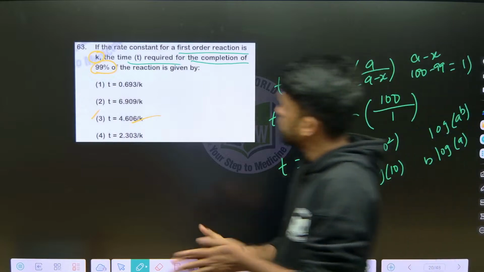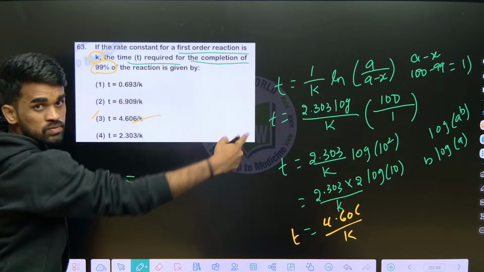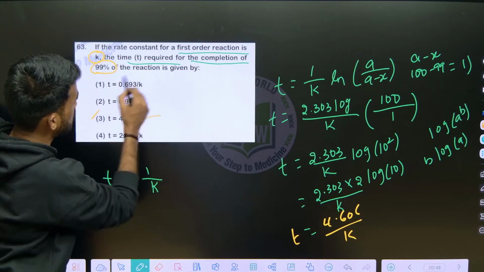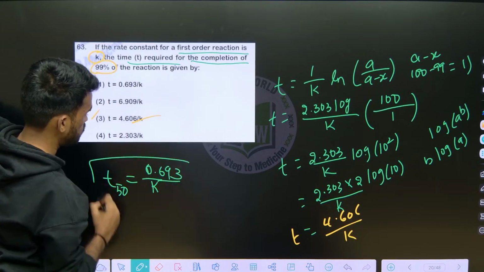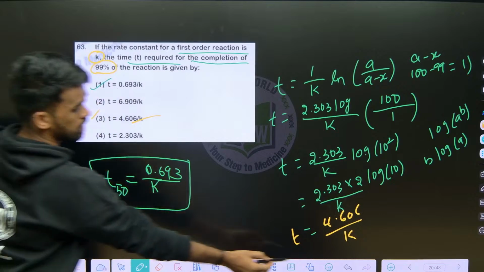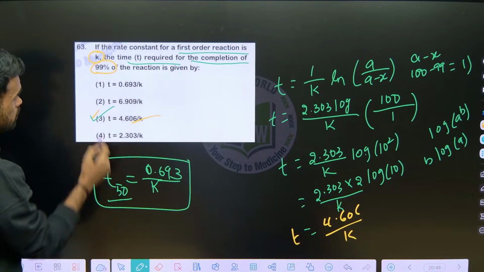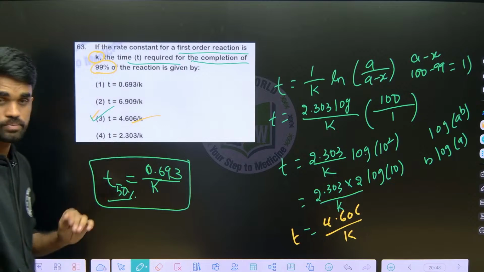So if they ask for T 50%, how can we do? If we solve like this for T 50%, we will get 1 by K into 0.693 by K. This will be the T 50% completion for first order. Okay, they are asking about 99, so you have to go with this. T 50% means the time required for 50% completion will be like this.